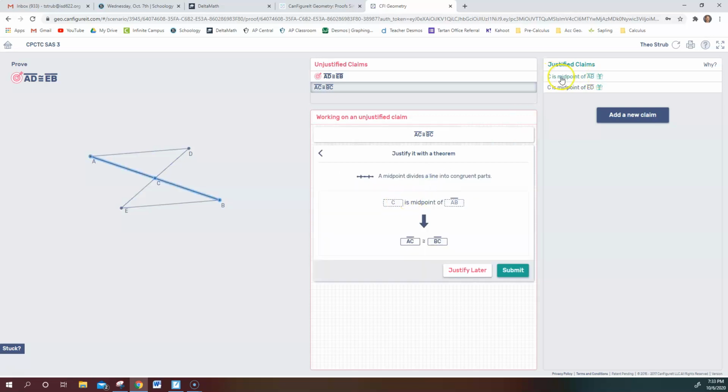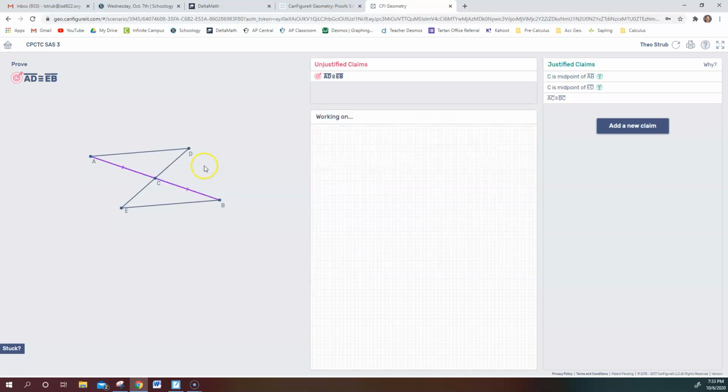So now I've got to look for midpoint. Why is that the case? Well, C is the midpoint of AB. I'll click OK, or click on there and hit submit. And there's one pair of congruent sides. Now I have to do the same thing for the other side.